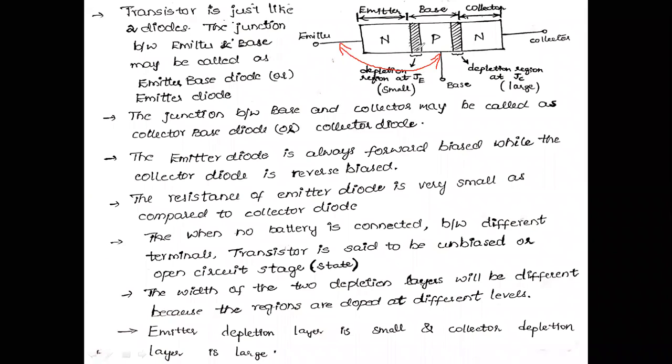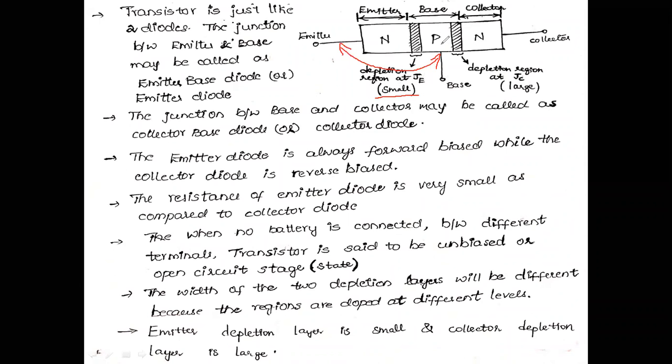Then I am going to acquire one region here. I can treat this region as the depletion region at junction JE, that means the emitter junction. This emitter junction is very small. How it is small, we will see, and how it is going to be small, we are going to analyze further.